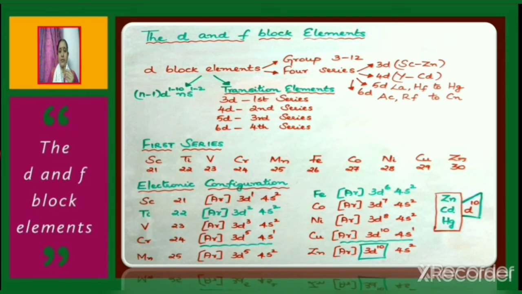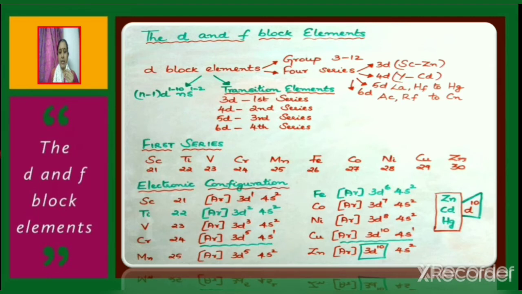Now, which are the first series elements? The first series elements are scandium, titanium, vanadium, chromium, manganese, iron, cobalt, nickel, copper and zinc. The atomic number of scandium is 21, that of zinc is 30. Now let us have a look into the electronic configuration of few of the transition elements.